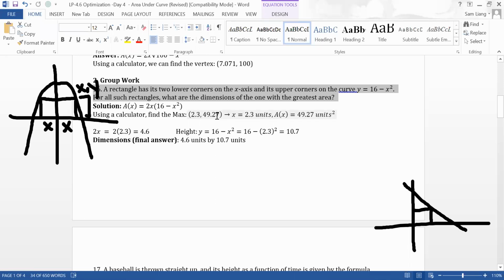Now you have to be careful here. The dimensions are what they're asking for. So we have x equals 2.3 units.